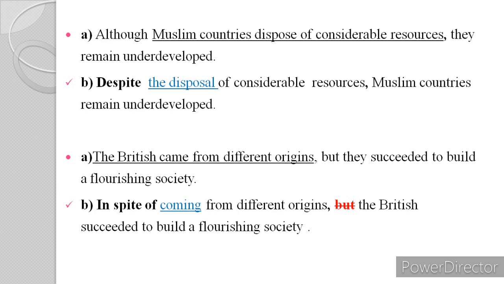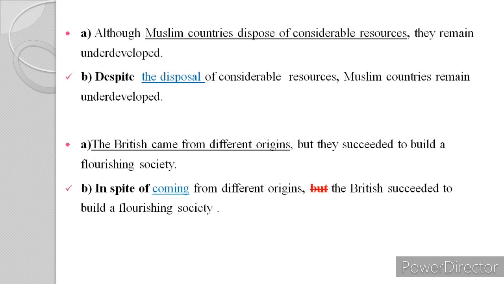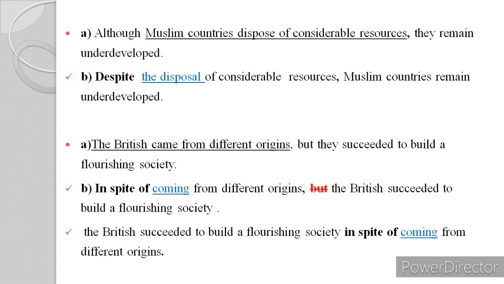So: in spite of coming from different origins, the British succeeded to build a flourishing society. Or we start with the second clause, and we use in spite of in the middle of the sentence: the British succeeded to build a flourishing society in spite of coming from different origins. Okay, so both of them are correct.